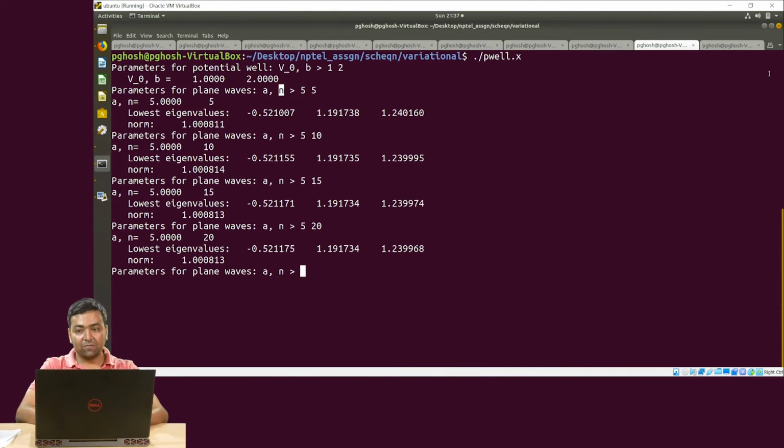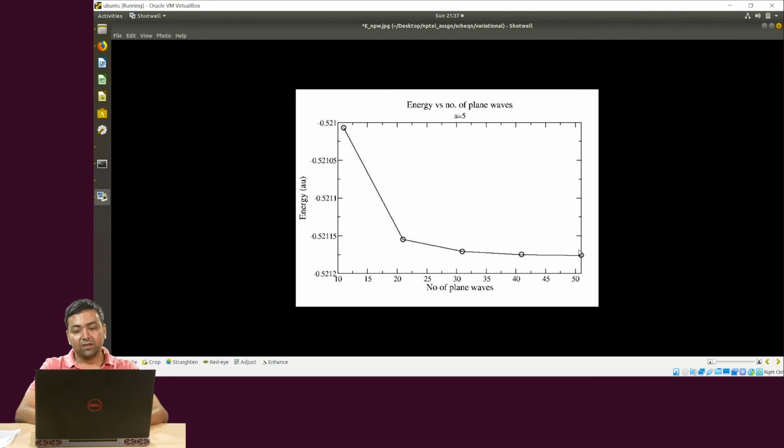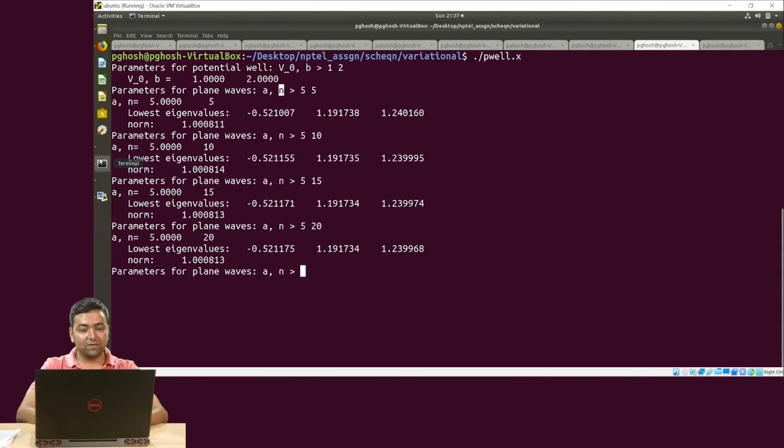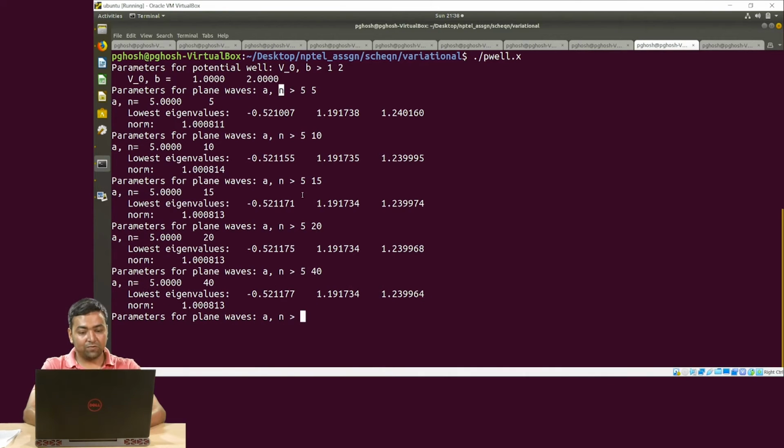So, from the figure which we had drawn, we see that it roughly converges between 41 and 45, and things do not change much. So, what I will do is run the code varying the value of A. I will start with A equals 5 and my number of plane waves n to be 40, and I will just run the code. Okay, so this is what I get for the eigenvalues.